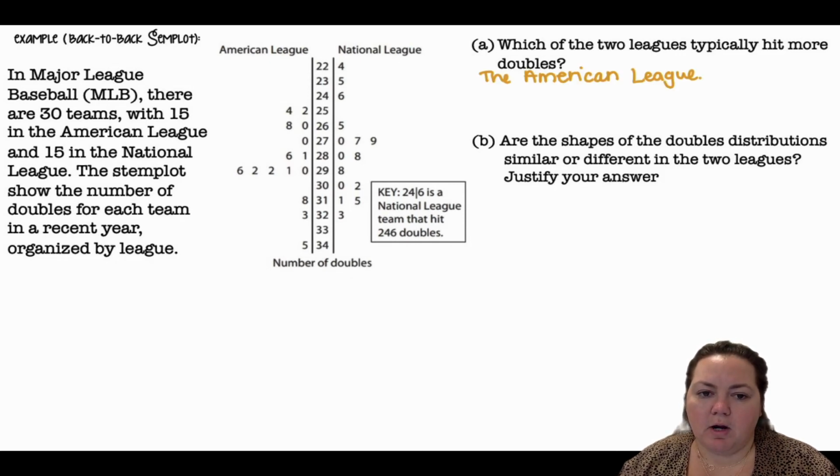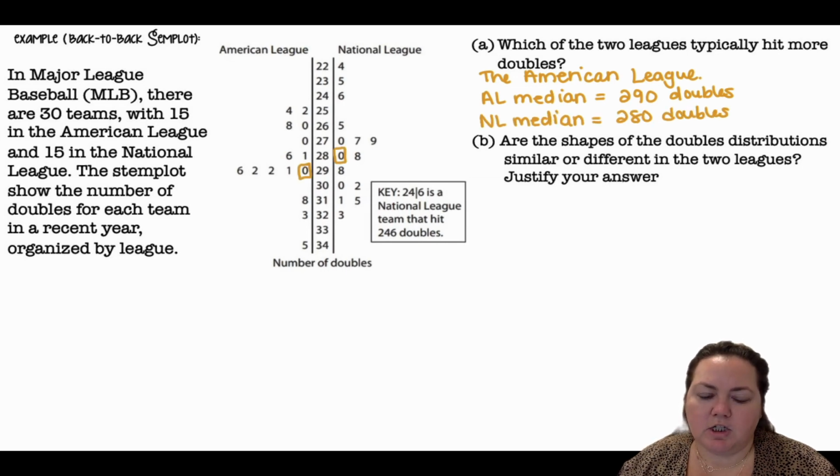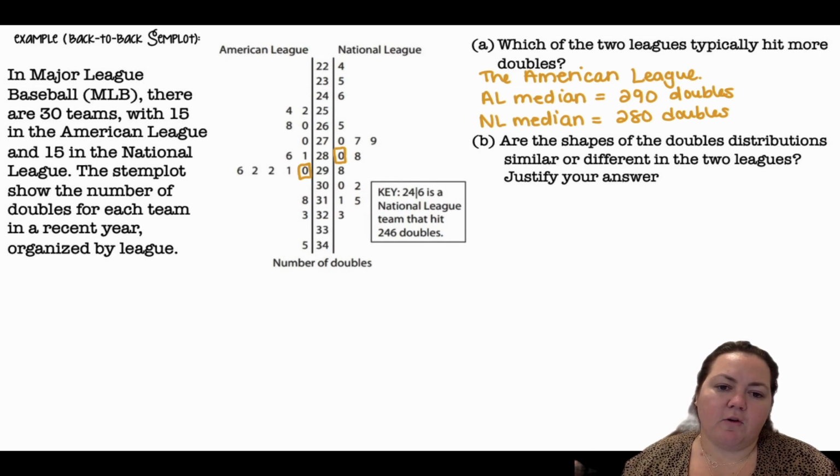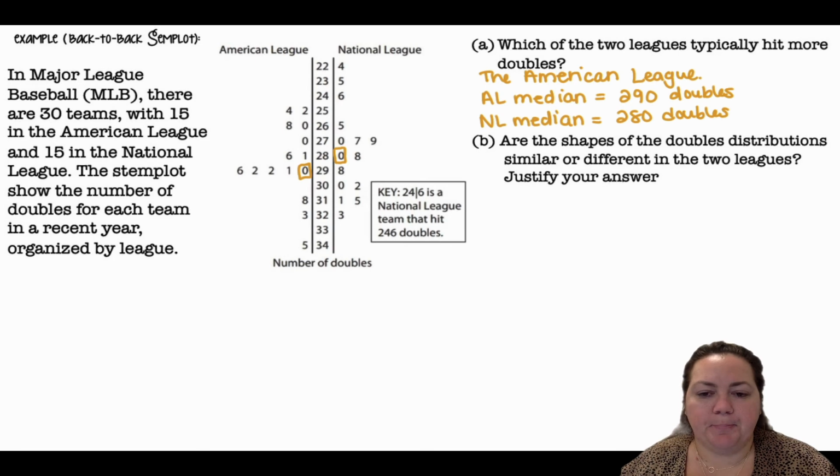All right, so the American League median is 290 doubles. And the National League median is 280 doubles. So I just counted from both sides to see which one fell in the middle. You could list out all the numbers in order from smallest to largest to find that as well.